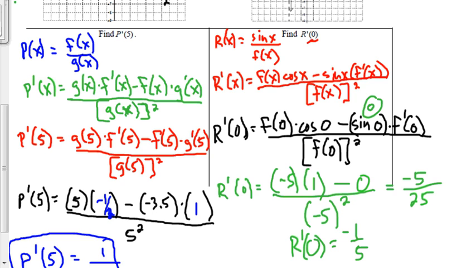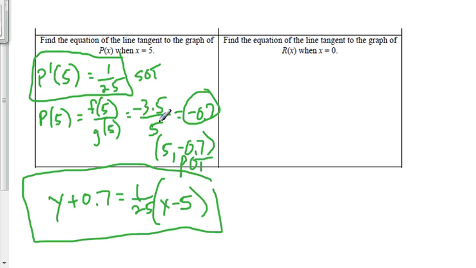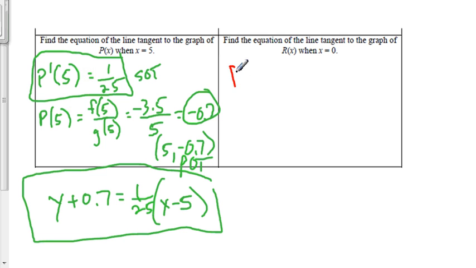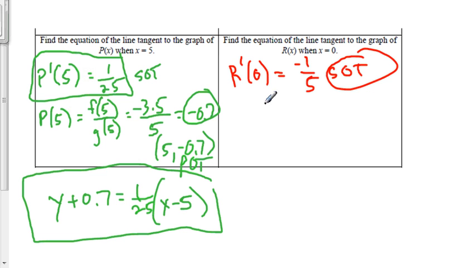So we're going to need this, slide down a little bit. We're going to need this to find the equation of the line tangent to the graph of r of x when x equals 0. So once again, we just found r prime of 0 is equal to negative 1/5. That is our slope of tangency.